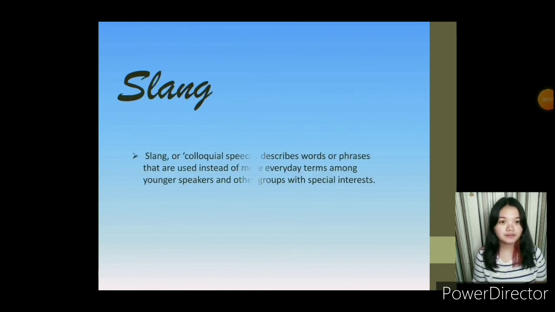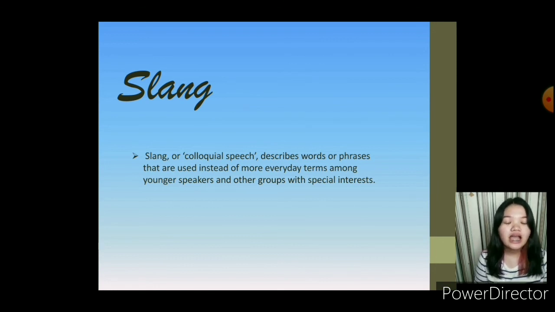Slang. Slang or colloquial speech describes words or phrases that are used instead of more everyday terms among younger speakers and other groups with special interest. This is more typically among those who are outside established higher status groups. It is a variety of language used by a restricted part of the population, usually teenagers or less respectable groups. Slang usually means very informal language.